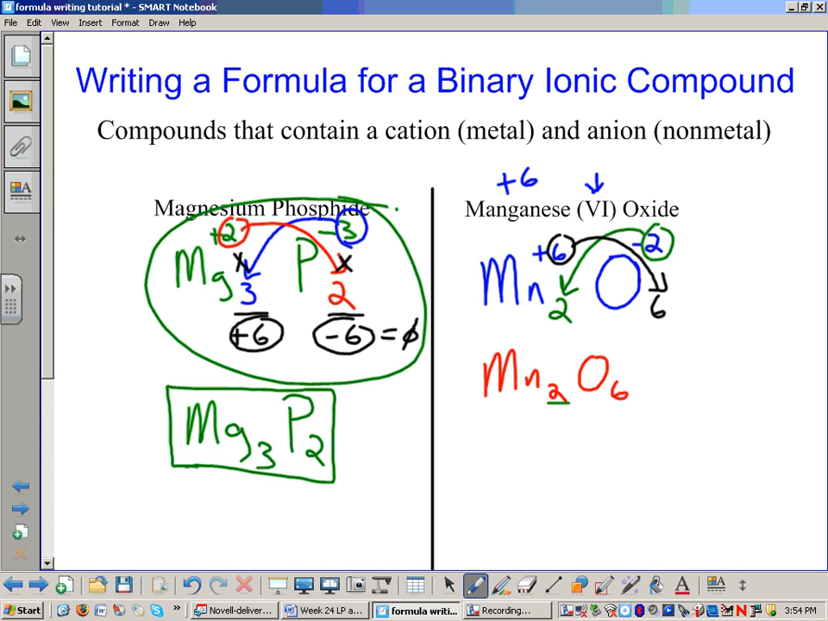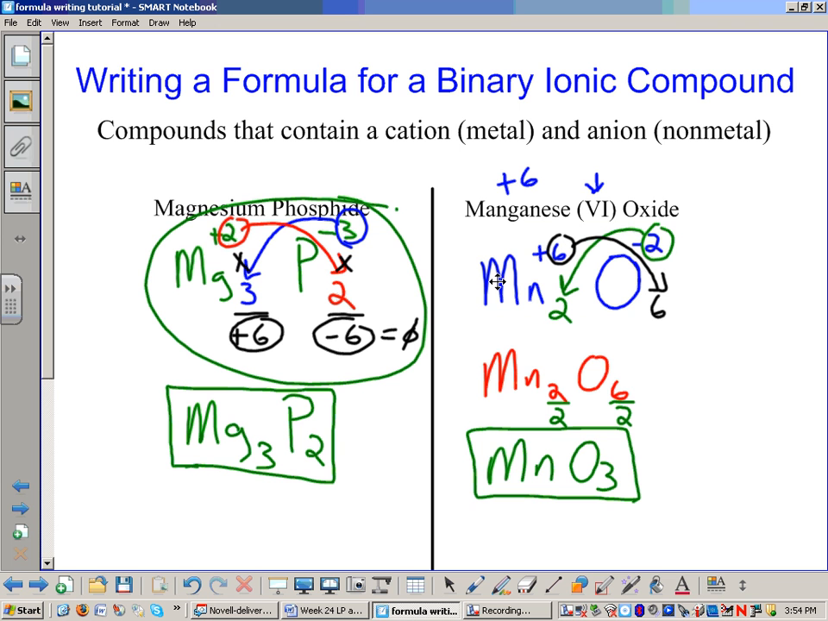Notice that 2 and 6 are both divisible by 2. If you can simplify, you must simplify both of the subscripts. This problem will end up being MnO3. That is your final, correct, balanced chemical formula for manganese(VI) oxide.